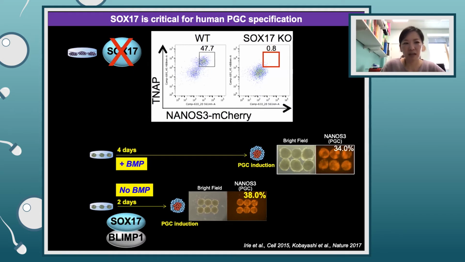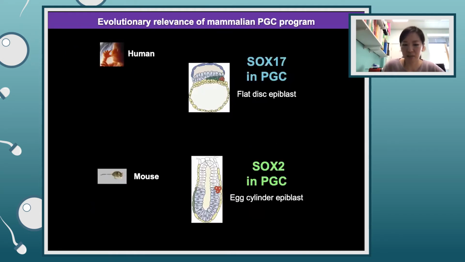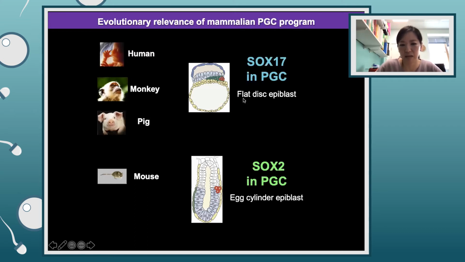This is interesting in another aspect as well, since we know that mouse PGCs do not express SOX17, and they express SOX2 instead. And the following research identified that the monkey and pig, which also show a flat disc-like epiblast, express SOX17 in their nascent PGCs.